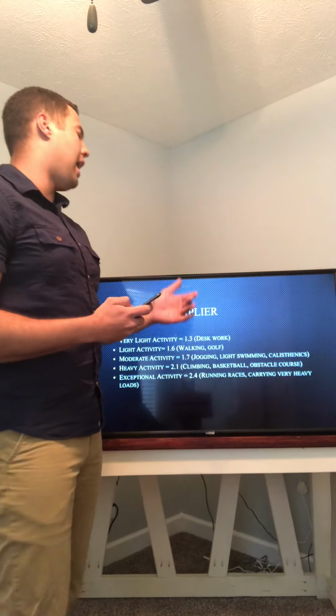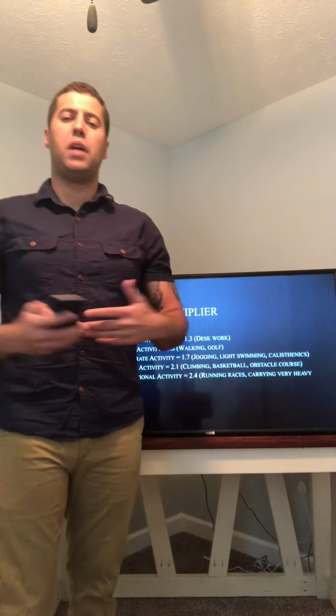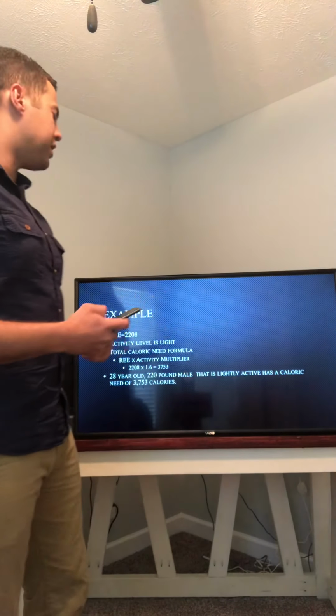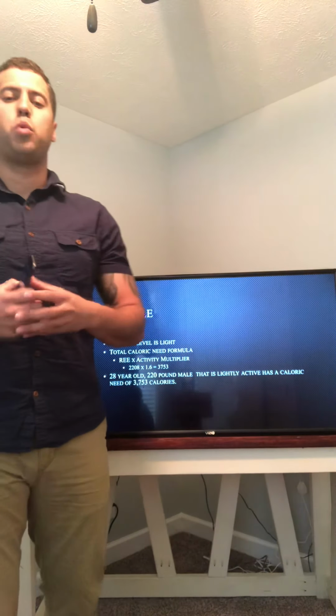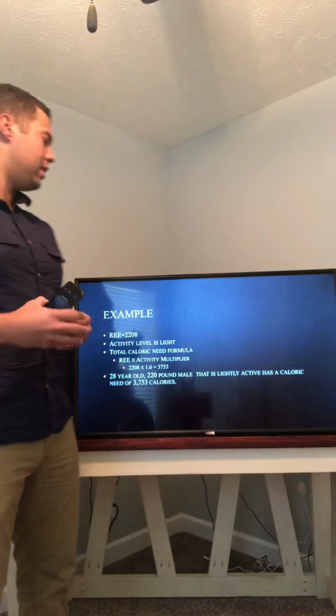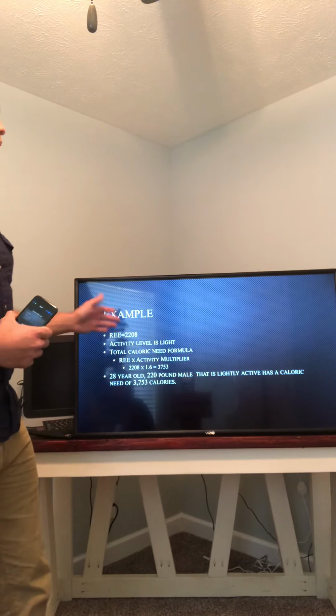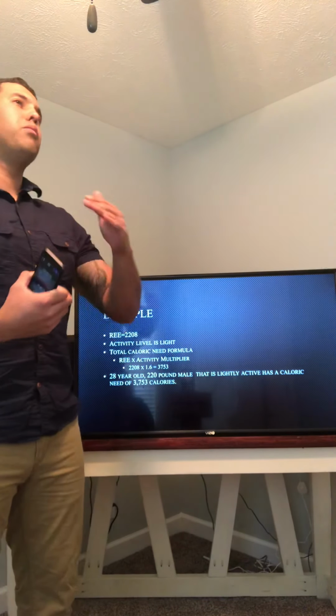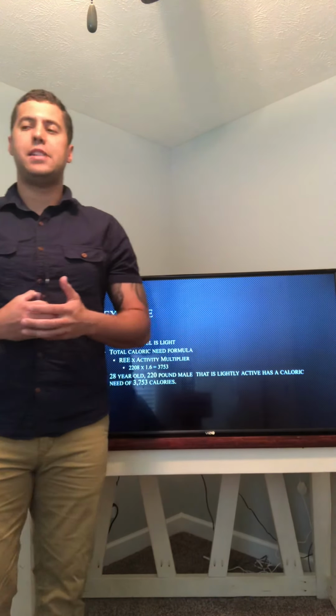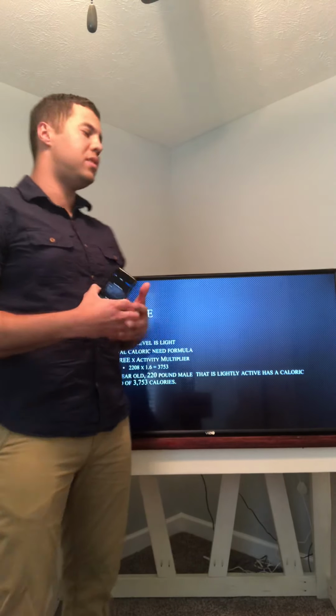Once we have our REE and we know our activity multiplier, how do we figure out that total caloric intake? Again, we go back to our example. Our example male had an REE of 2,208 calories. We're going to assume that he has a light activity level. Based on our previous slide, that activity level gives us a multiplier of 1.6.